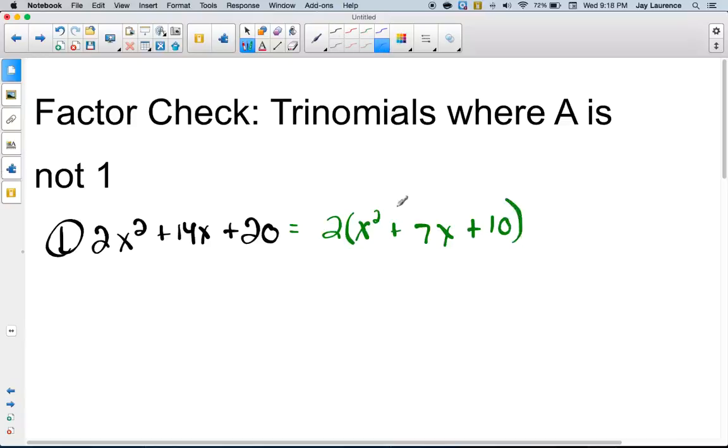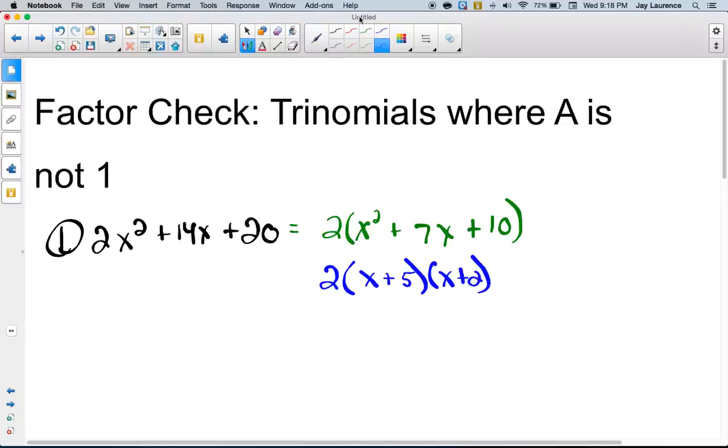Now I can factor the inside just like I did the day before when it was factoring trinomials for a is 1, because now a is 1, isn't it? So I need two factors of 10 that add to get 7. Well, let me see, I think 5 and 2 are going to work. So I'm going to have a 2 out front, and then I have an x plus 5 and an x plus 2, both in quantities, just like that. And bam, I'm done.